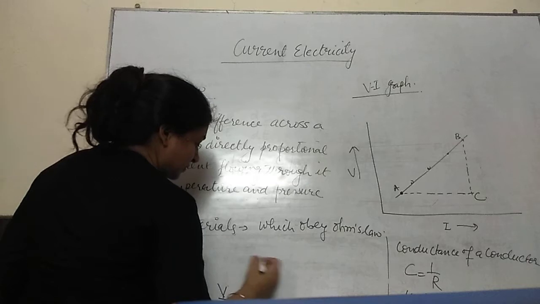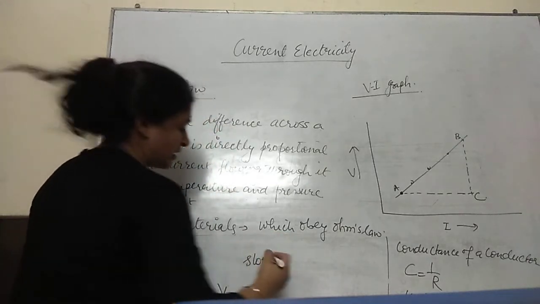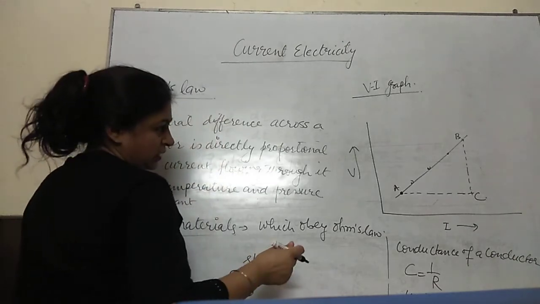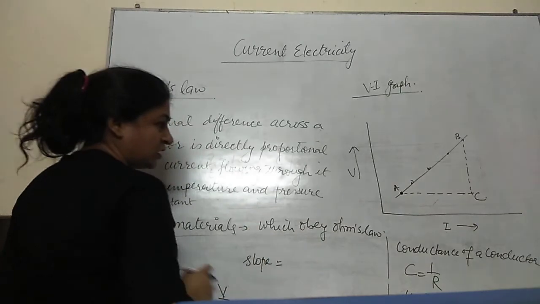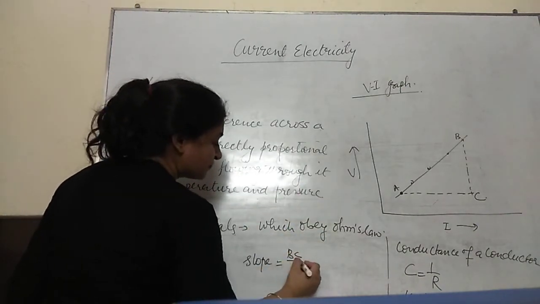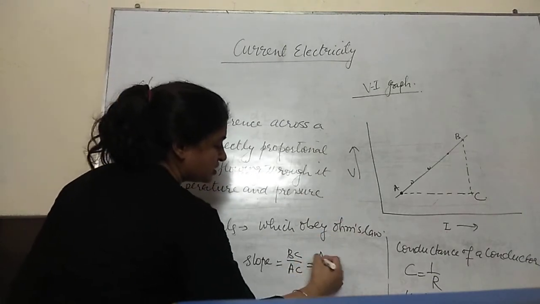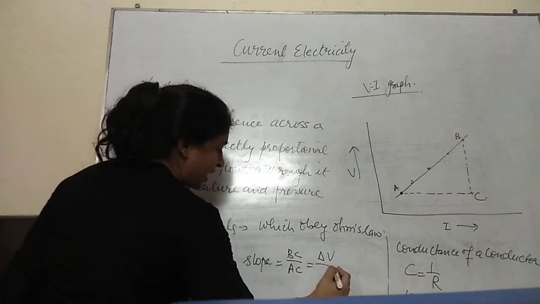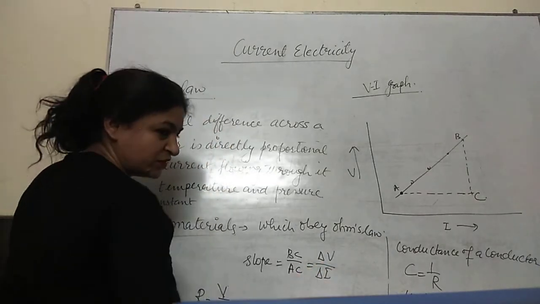So how can we write the slope of the graph? Let us see what the slope of the graph is. The slope of the graph is what? This is the change along the vertical direction divided by the change along the horizontal direction. So the change along the vertical direction is BC, the change along the horizontal direction is AC. So BC is the change in the potential, and AC is the change in the current. So this is V over I.